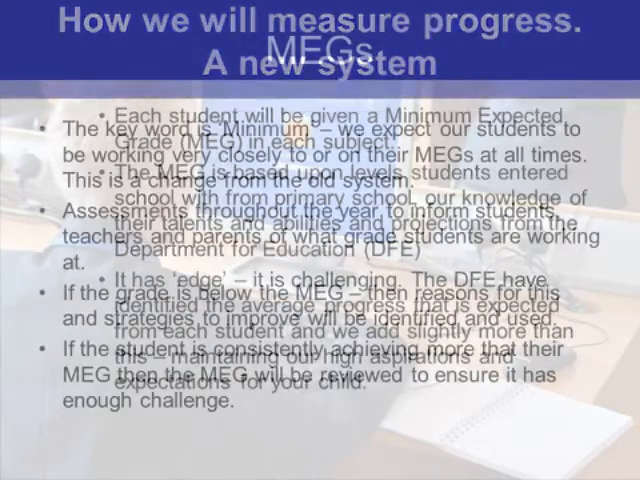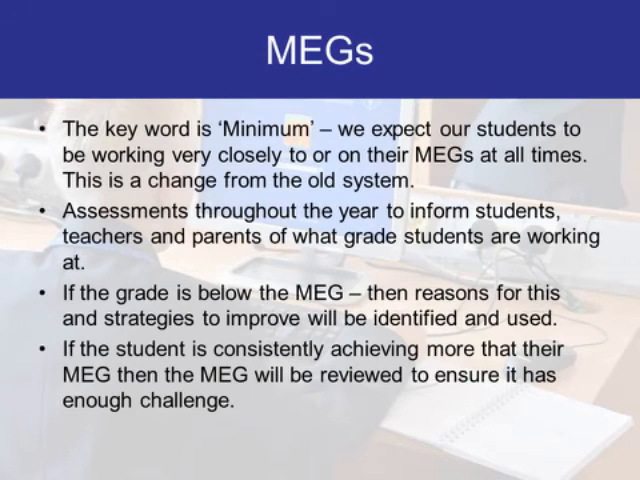The key word with MEGs is minimum. We do expect students to be working at or around their MEG at all times. Assessments will be made throughout the year to inform students, yourselves and the teachers about what grade they're currently working on. If a grade's fallen below their minimum expected grade, then we look at the reasons for it, whether it be issues with understanding or knowledge, or perhaps attitude for learning, and then we look at ways in which we can improve this and make sure that we can get students back on track. If we find a student is consistently achieving more than their minimum expected grade, then we'll obviously review it and ensure it's got enough challenge.